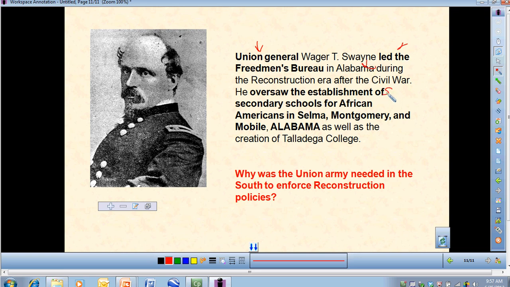And then another thing we'll be learning about, and we sort of just mentioned it earlier, was the right to vote for African American men. Not African American women, that wouldn't be till 1920, but African American men gained the right to vote in 1870 with the passage of the 15th Amendment.